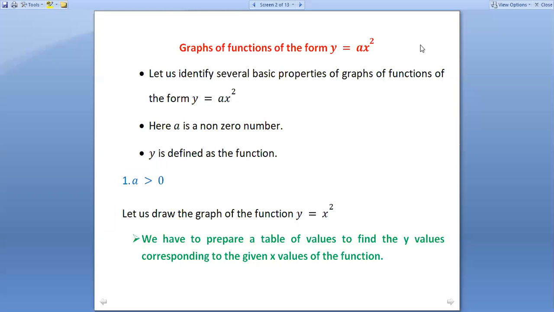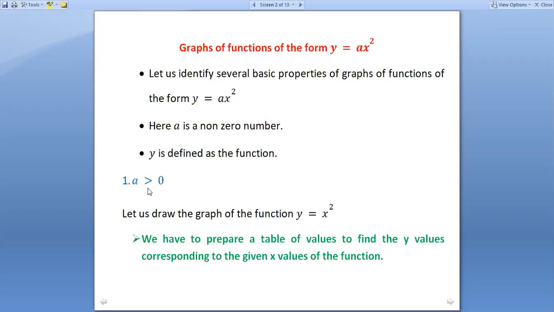In this video, we are going to learn about graphs of functions of the form y equals ax squared. To identify some basic properties of the graphs of the functions y equals ax squared, we'll engage in the following activities. In this function y equals ax squared, a should be a non-zero number and y is defined as the function. First, we are going to consider the instance where a is a positive number.